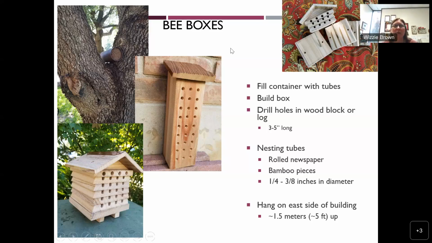The other thing, the one in the upper left hand corner that's in the tree, that one is filled with cardboard tubes that you can just pop out once those insects emerge, and you can pop in another one.